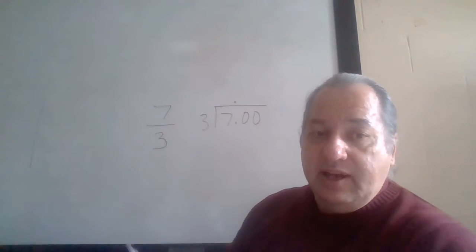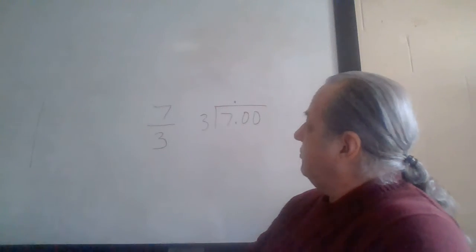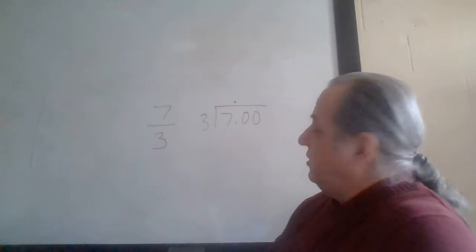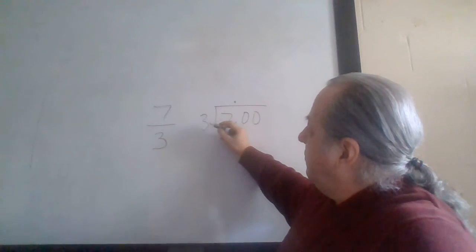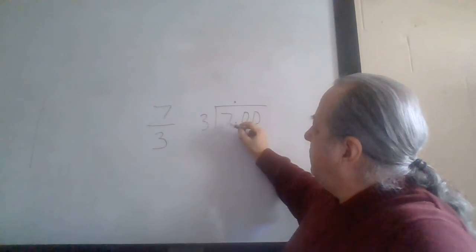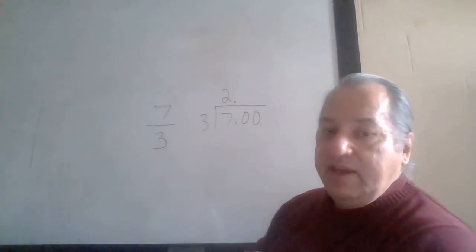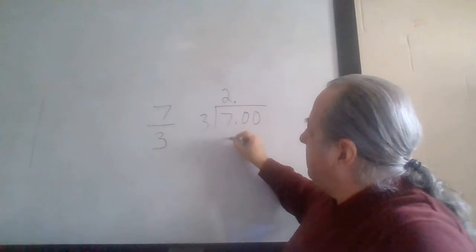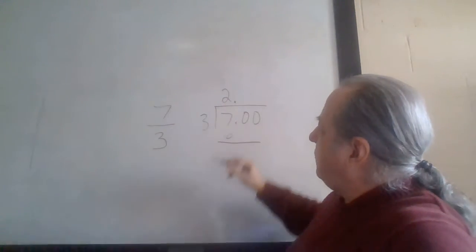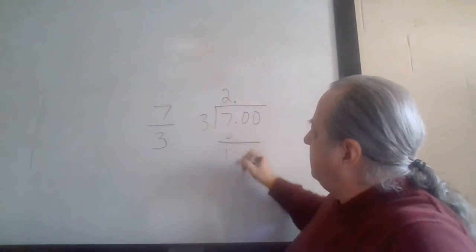Now that's going to be a later lesson. But let's follow through. So you do the division problem until you just get a remainder. And then we see what we do with that. So 3 goes into 7 twice. Multiply back. 2 times 3 is 6. Subtract. 7 minus 6 is 1.